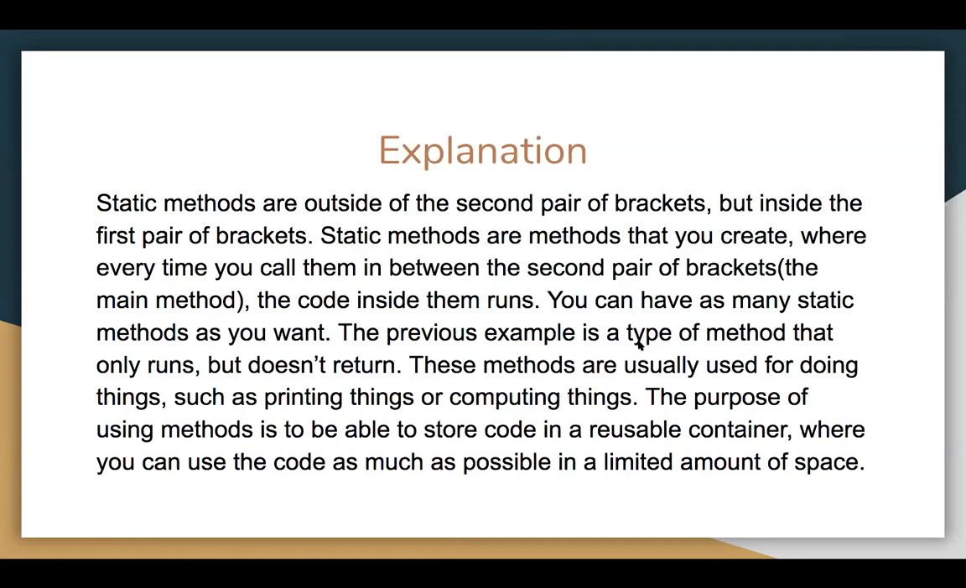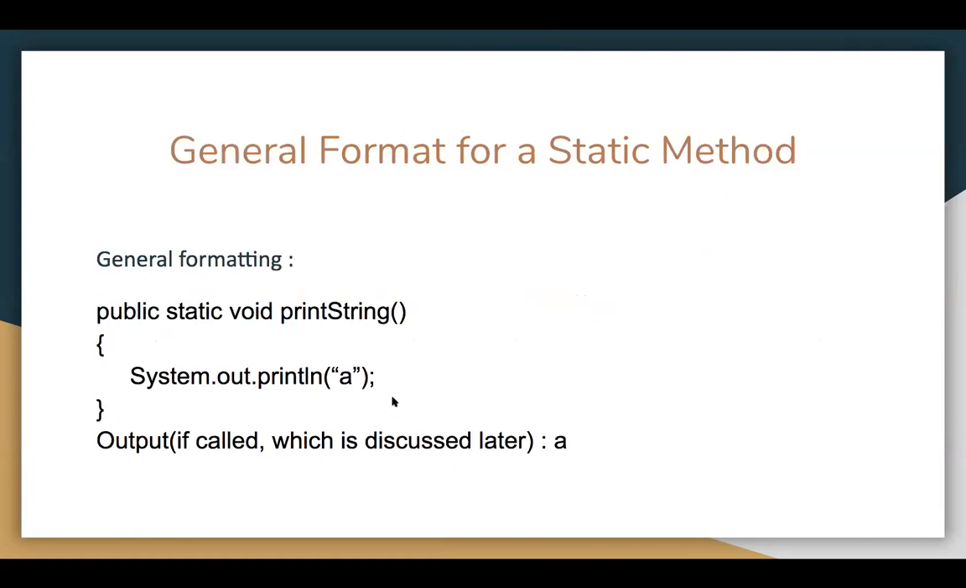The previous example is a type of method that only runs but doesn't return. These methods are usually used for doing things such as printing things or computing things. The purpose of using methods is to be able to store code in a reusable container, where you can use the code as much as possible in a limited amount of space.